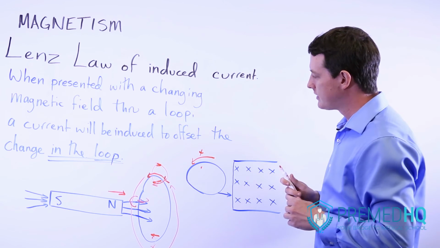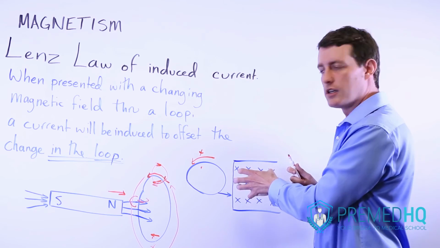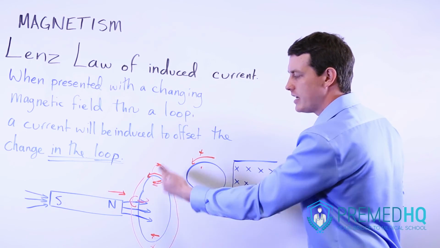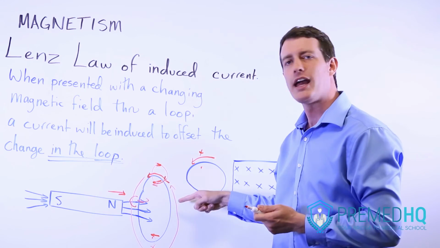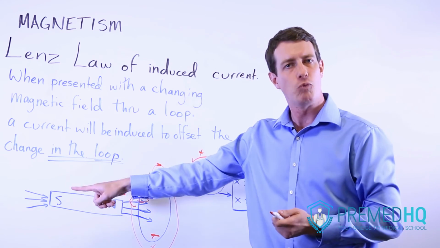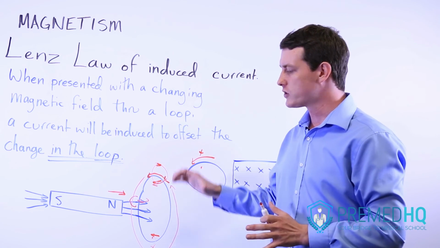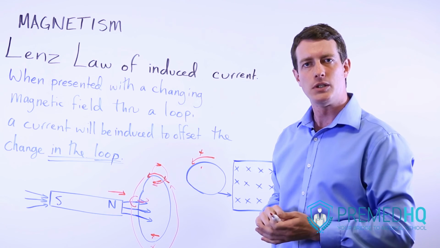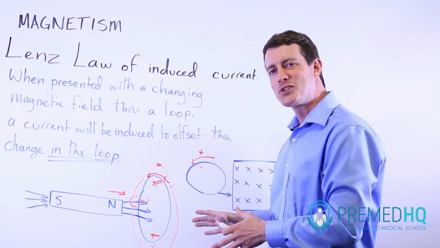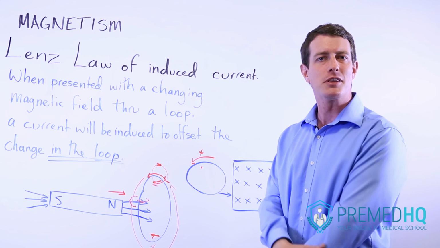Lenz's law can be tested by basically exposing a coil to a field, or by having a stationary coil with a changing magnetic field by either pushing the magnet into it or pushing the magnet away from it. And whatever happens, there will be a current induced, and it follows the thumb and curled fingers right-hand rule. There will be a current induced that can basically offset whatever change is happening with the magnetic field.